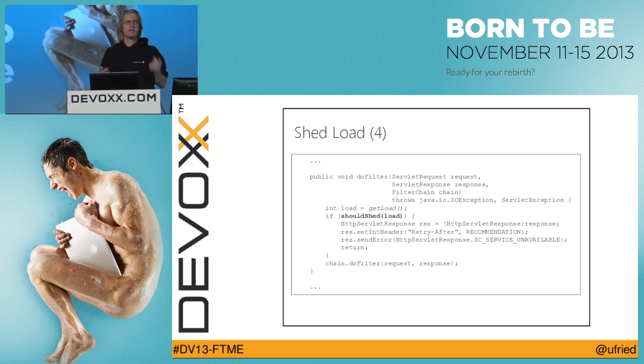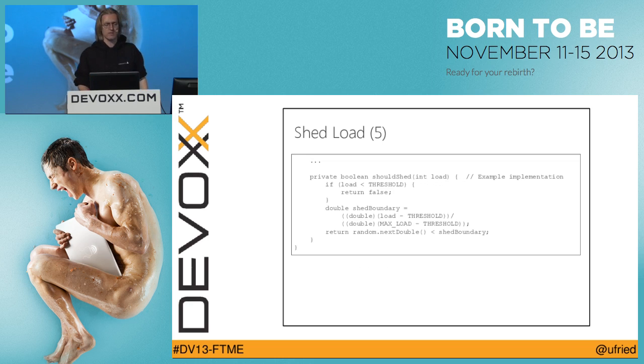First, I try to access the current load of the system. I'll come back to how to do that later. And then I simply decide, should I shed or not? And if I'm going to shed, I just send back some kind of error page with a 503, service unavailable, and maybe a recommendation to try later after a while. So it's all part of the HTTP spec. And otherwise, I'll go on and do the processing.